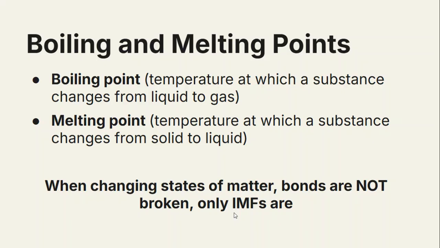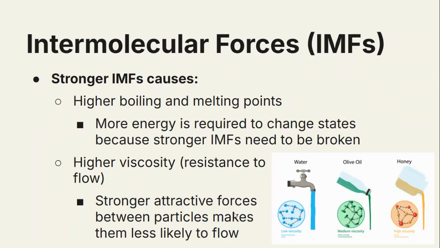Only IMFs are broken. So when we look at how boiling and melting points differ from substance to substance, it's based on the strength of their IMFs. So the stronger the IMFs, the higher the boiling and melting points are going to be, because it requires more energy to change states, because we have to break stronger IMFs, which requires more energy.